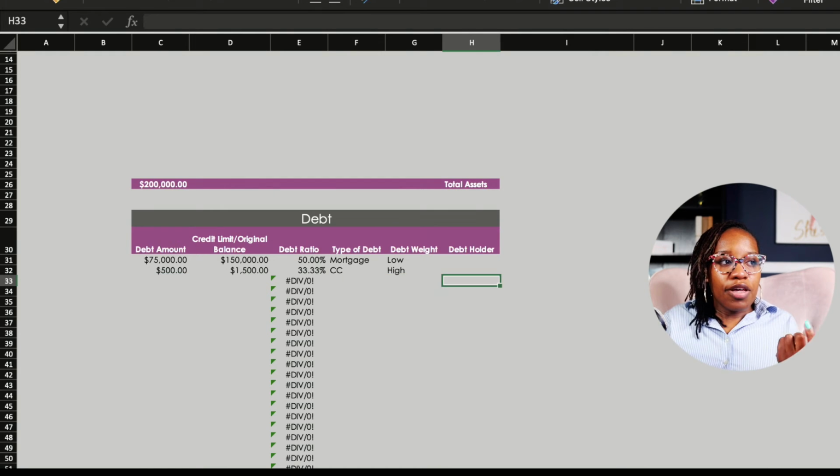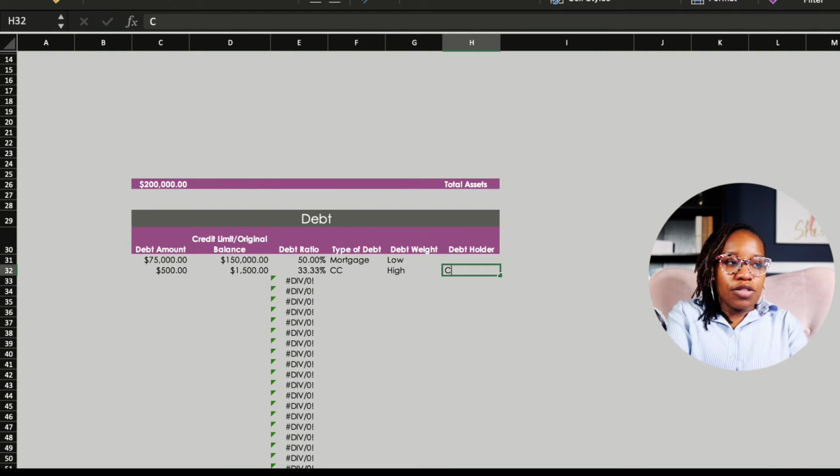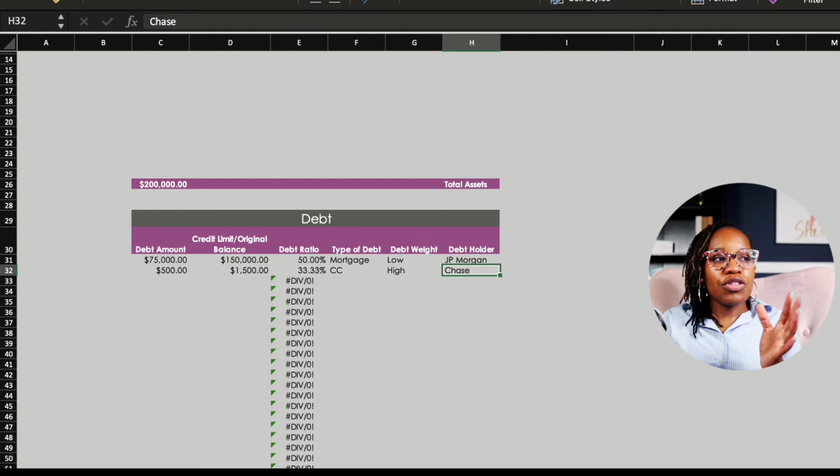All right. And then here, this is the owner of the debt. So let's just say that this is Chase. I don't know, I'm just making up names. Let's just say that this is also Chase. That's where you would put whoever owns or holds the debt, who you're currently making your monthly payments to. That's where you would put that.